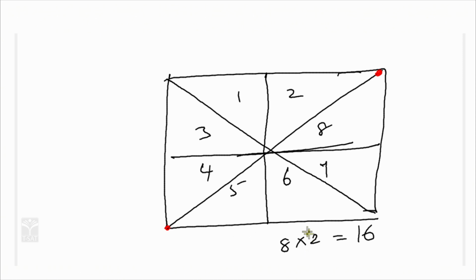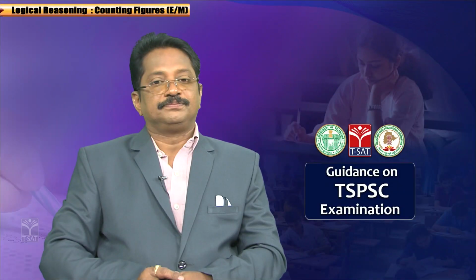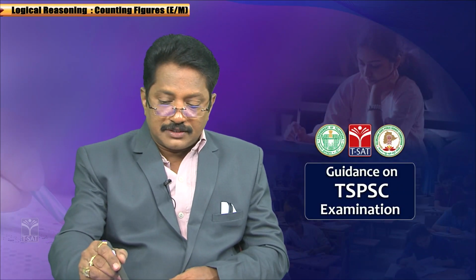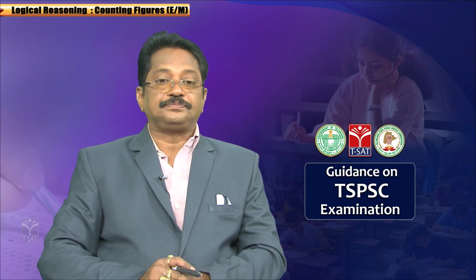2 diagonals. So, what is the total number of triangles in the figure? 8 2s are 16. So, there are 16 triangles in this figure. Clear? So, in this manner you can find. Now, we will check with another one.